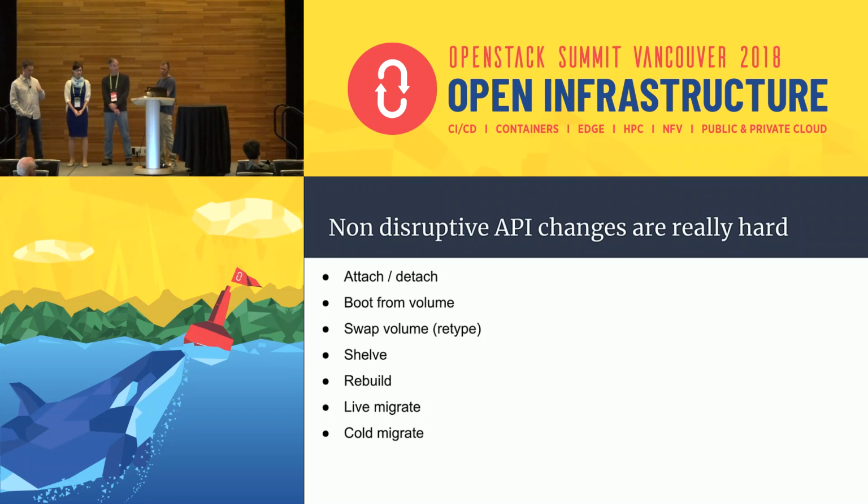We talked about non-disruptive API changes. I don't think when this started we really appreciated all of the different parts of the compute API that would be affected by this, because we just think it's just attaching and detaching a volume. Maybe boot from volume is a thing. But then you start thinking about, well, we've got all of these different types of migrations. You've got rebuild with a volume attached to it, shelve. If you retype the volume, that triggers a callback into Nova to do a swap volume operation. There's just all this stuff.